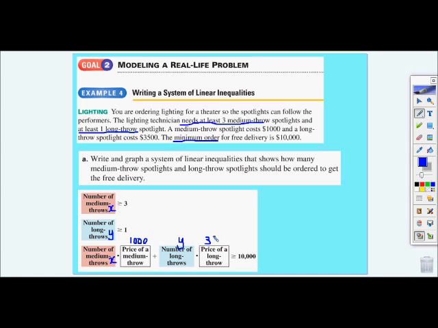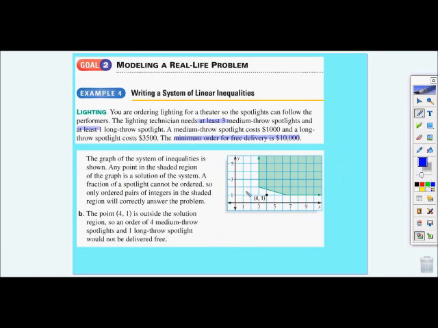The reason I filled in this inequality statement is because then we could go back and test some other possibilities. Because we have the 3 combinations, we need to follow the certain amount of medium throws, the certain amount of long throws, and try to figure out what is the largest number of those we can get to still qualify for the free shipping of an order of $10,000 or more. We have 3 different equations that we can graph. The graph of the systems of the inequalities is shown. Any point in the shaded region of the graph is a solution of the system.